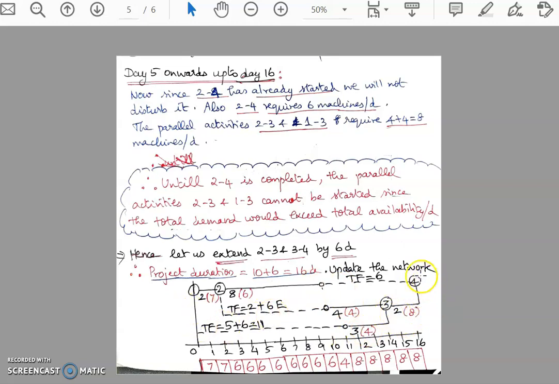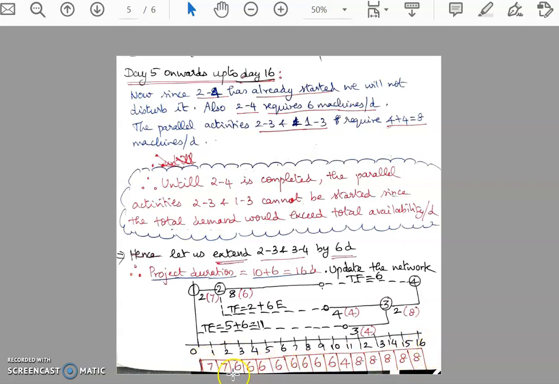Now, because of this shifting, the parallel paths have become non-critical. You see in the first path, there is a total float of 6 days appearing. And in the second path also, in addition to the total float of 5 days, there is another 6 days of extra total float, because of this extension happening to activities 2-3 and 3-4. And now the project duration has become 16. Okay, so this is the trend now.